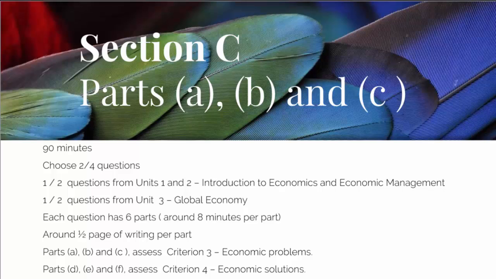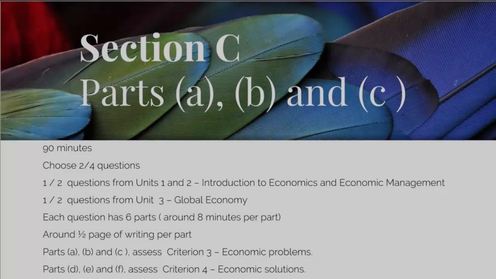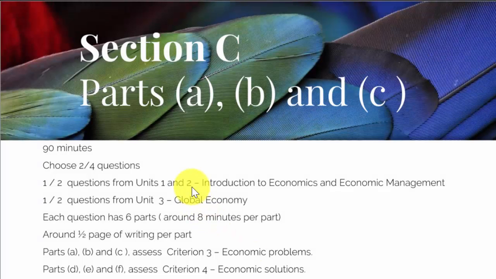Okay, this is the last section of the economics exam. We're looking at the economics exam series, section C. In section C, you have to do 2 questions out of 4. You get 90 minutes, so it's 45 minutes per question.